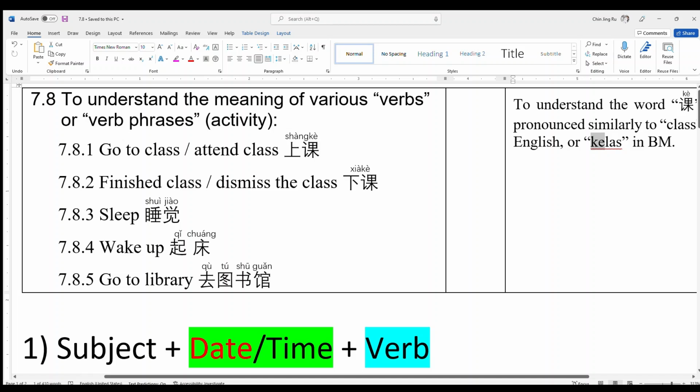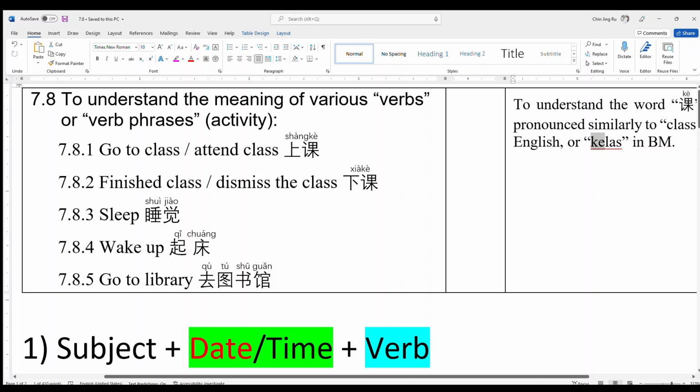So the next word is the opposite, finish class or dismiss the class. Maksudnya habis kelas lah ya. Finish class or dismiss the class. Kelas bersurai. The Mandarin word is 下课. Again, because it's related to class, there's the word 课 here as well.